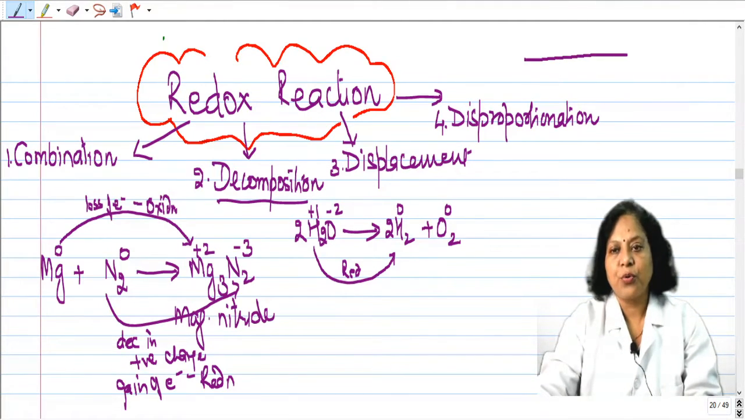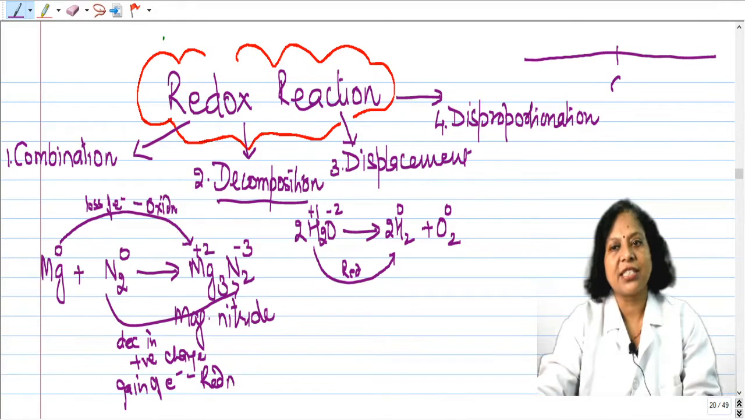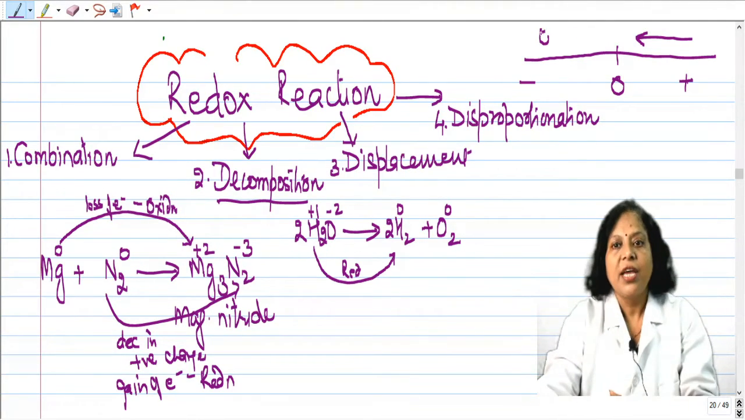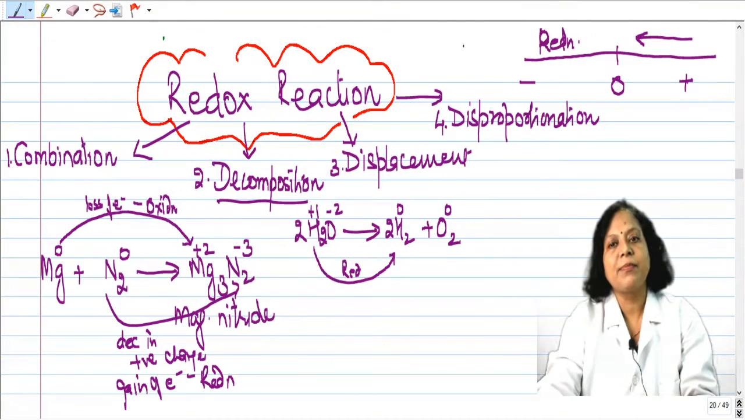Now let's understand, I'll show you through the charge scale. If this is the charge scale, 0, minus, plus. Here this is +1 and we are moving to 0. So plus to 0, we are moving in this direction. When we move in left direction, from right to left, it is always known as reduction, and this takes place by gaining of electrons.